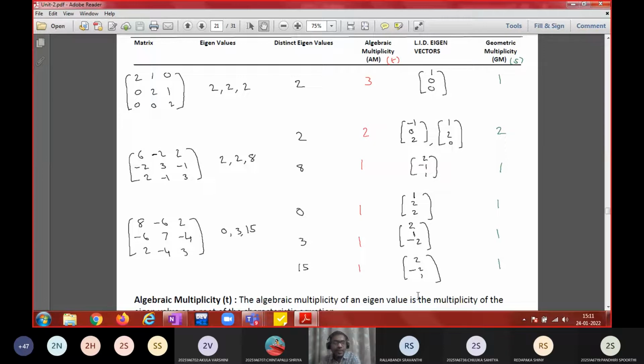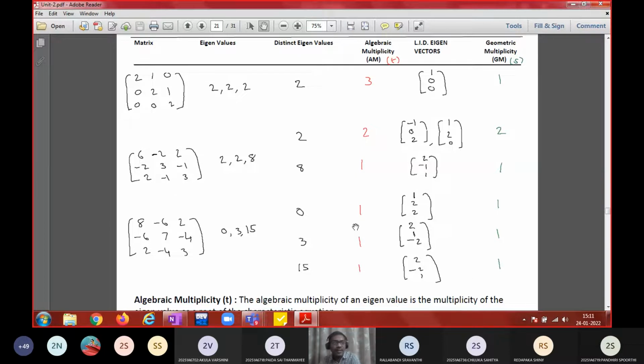So in these three matrices, can you identify which matrix is not diagonalizable? First matrix. Because for the first matrix, AM equal to 3 for eigenvalue 2, GM equal to 1, 3 not equal to 1. Therefore, you cannot diagonalize this matrix. There is no non-singular matrix P such that P inverse A P equal to D. This is not diagonalizable, whereas in the remaining cases, that is possible.